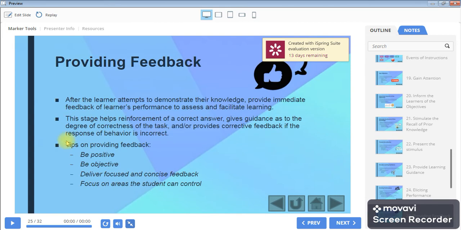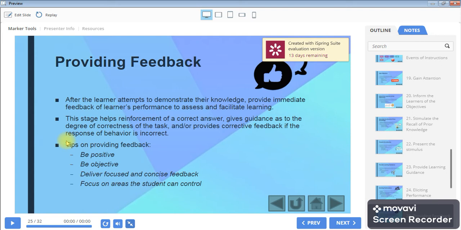Next, they are required to provide feedback. After that, you ask the learners to attempt to demonstrate the knowledge, and provide immediate feedback so they know their mistakes and they can correct themselves. This stage helps reinforcement of a correct answer.